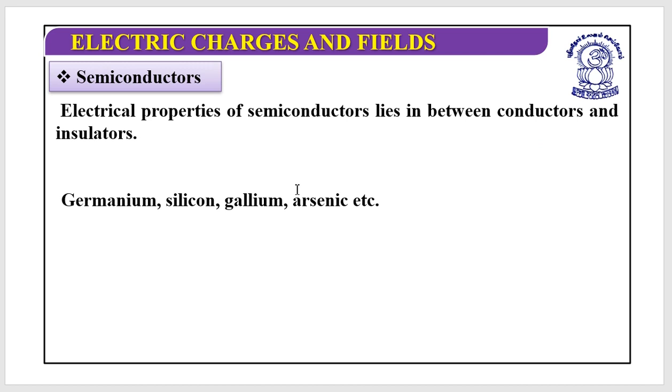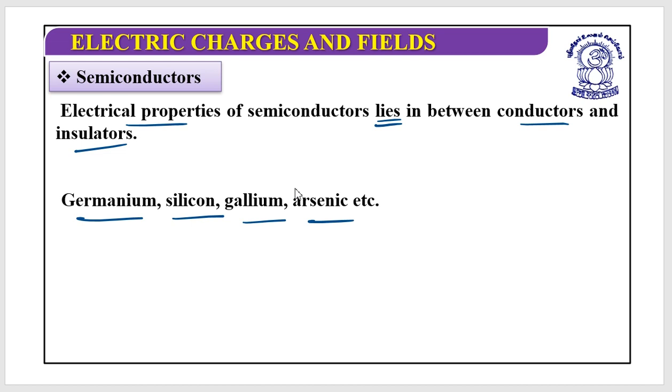And one more, semiconductors. What is it? Have you studied it? In chemistry, you might have studied semiconductors. Try to remember, you will recall it. About semiconductors, we can say that they have electrical properties that lie in between conductors and insulators. That means they conduct poorly as compared to a conductor, but fairly well as compared to insulators. Which are they? Germanium, silicon, gallium, arsenic, etc.